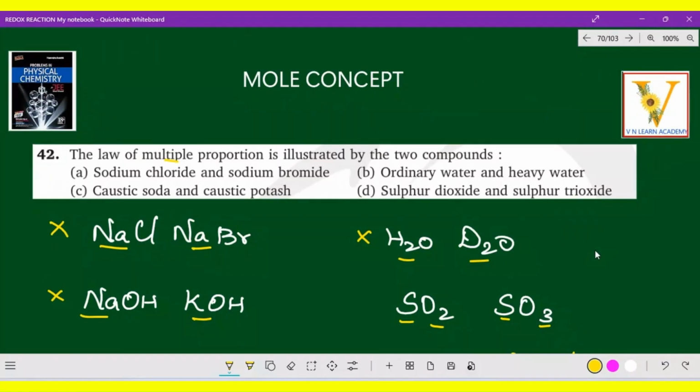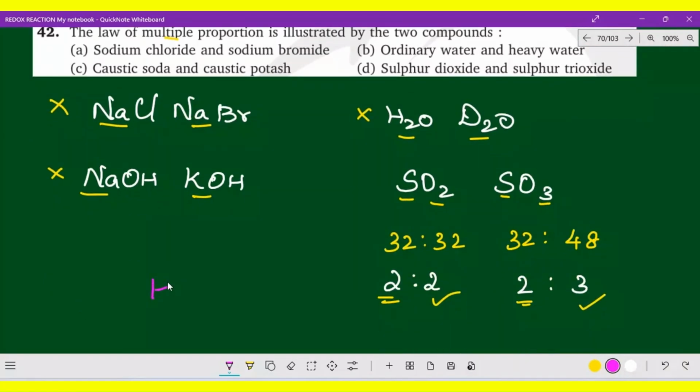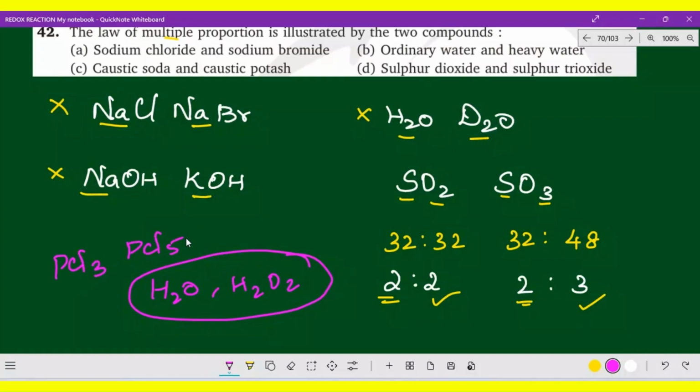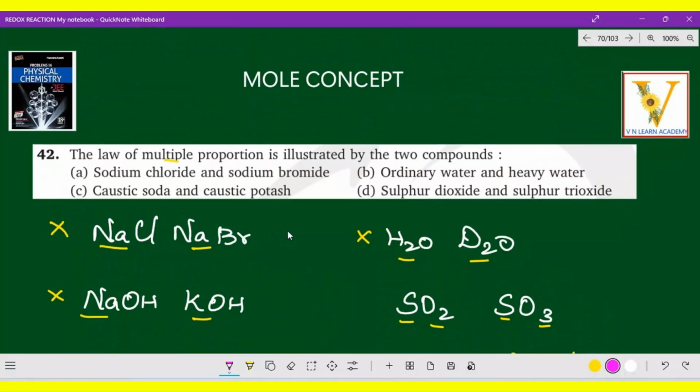In the same way, we can consider H2O and H2O2, ordinary water and hydrogen peroxide. In that way we can consider it, right? The same way PCl3 and PCl5. So there are so many examples for multiple proportion. I hope you got that idea. Now, which is the correct option? According to that, option D is the correct option. Sulfur dioxide and sulfur trioxide is the multiple proportion example, and the other two I have mentioned, you can utilize as examples also. Come on, let us go to the next question.